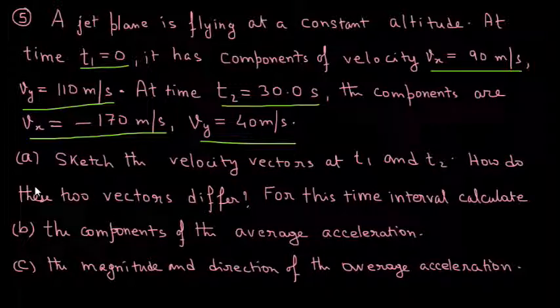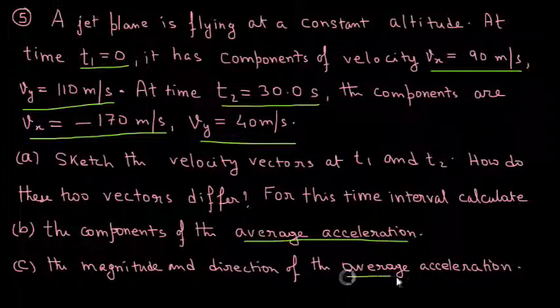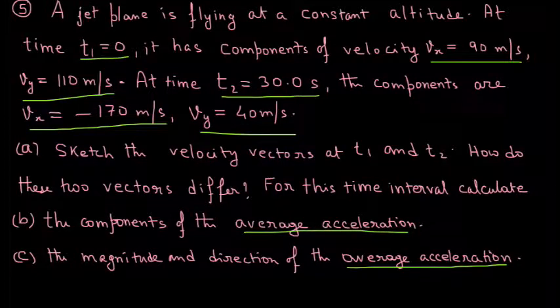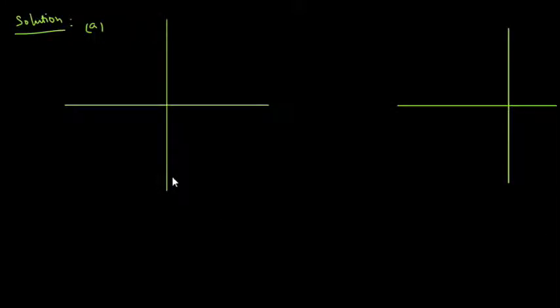Part A of the question is sketch the velocity vector at t1 and t2. How do these two vectors differ? For this time interval, calculate first the components of average acceleration, and the magnitude and direction of the average acceleration. Okay, fine. So let us see the solution. Now, part A, the velocity vector at t1 is equal to 0 and t2 is equal to 30. We need to draw the graph. So let us draw the graph first.